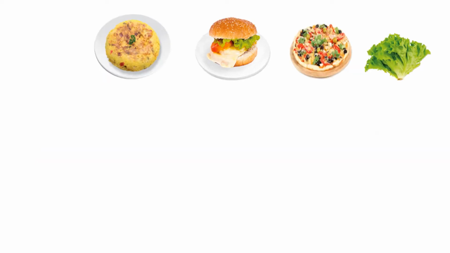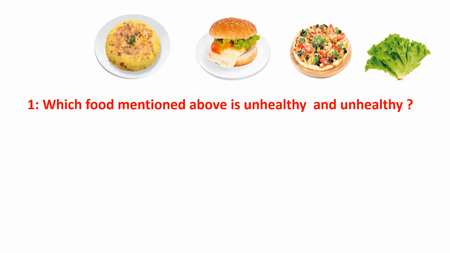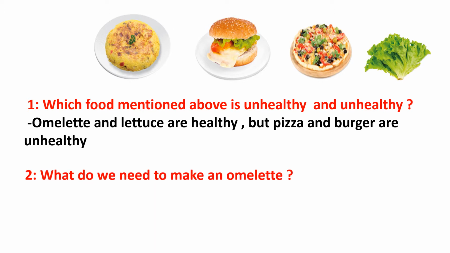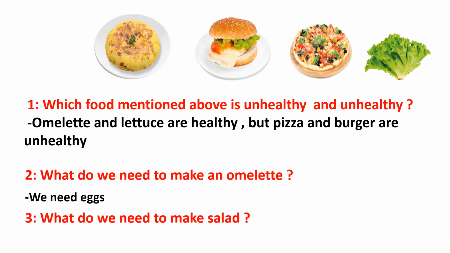After listening to the CD player, I'm going to ask you some simple questions about them. Which food mentioned above is healthy and which one is unhealthy? Yes. Omelette and lettuce are healthy, but pizza and burger are unhealthy. Question number two, what do you need to make an omelette? Yes, we need eggs, very good. Number three, what do we need to make salad? We need lettuce and tomato, of course.